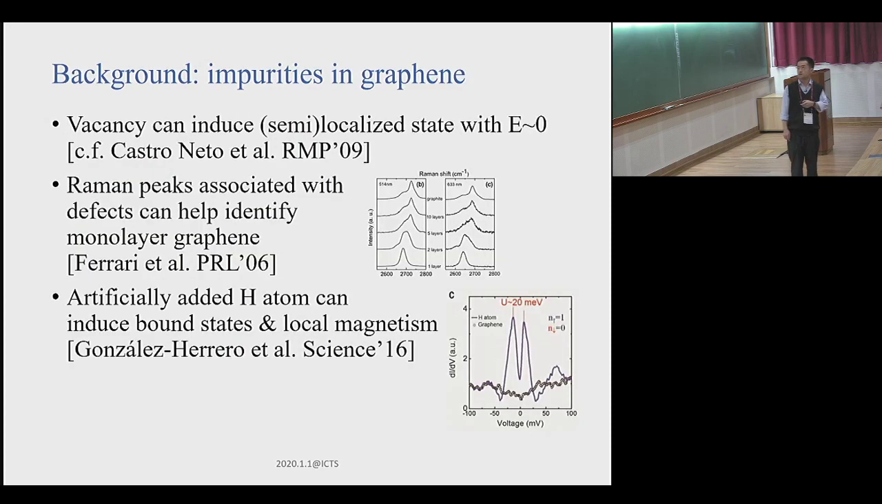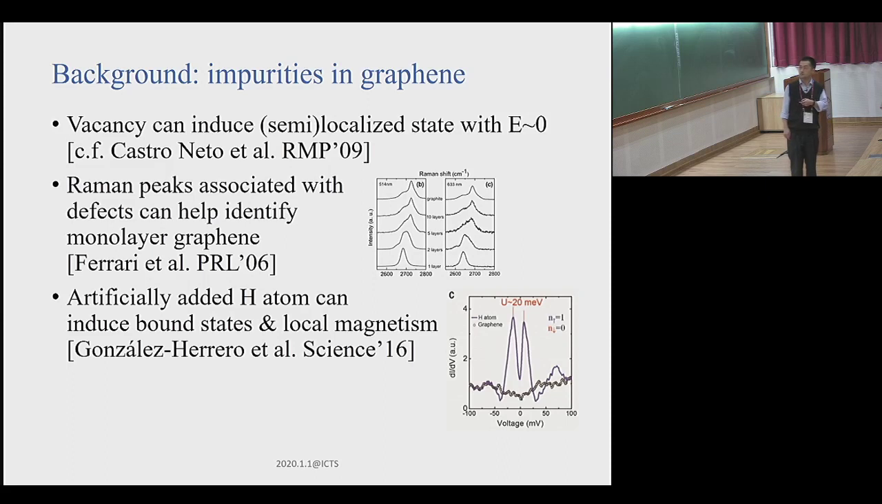As background, impurities in graphene have some interesting features. Actually, one of the previous speakers already talked about this. If you look at a carbon vacancy in graphene, that will induce, for Dirac fermions, a zero-energy quasi-bound state. The wave function goes as one over distance, so it is not truly localized.